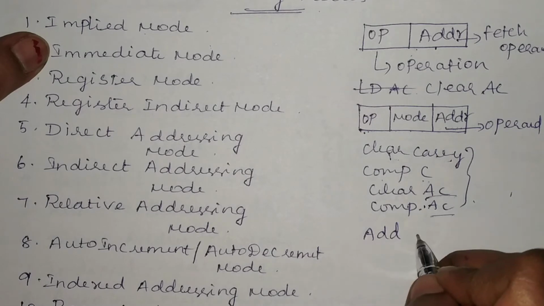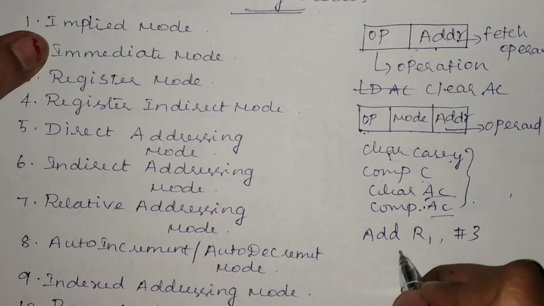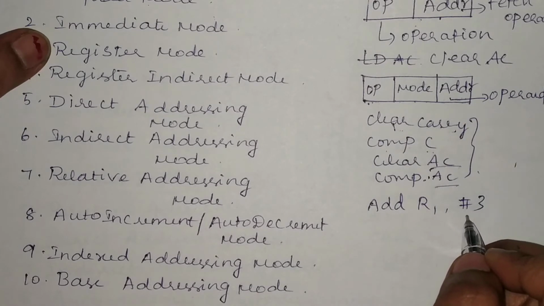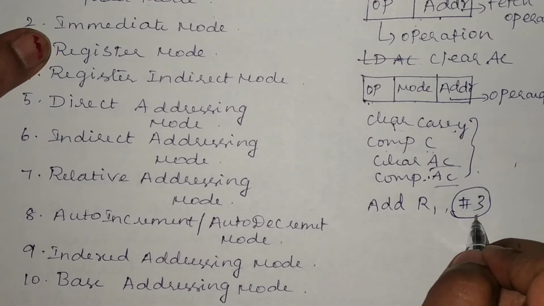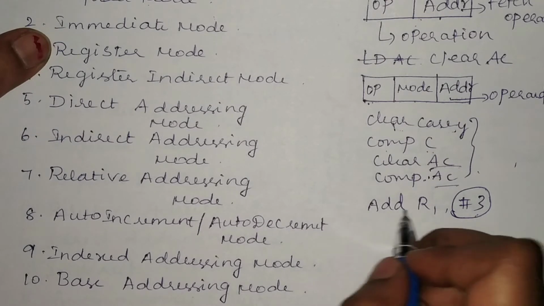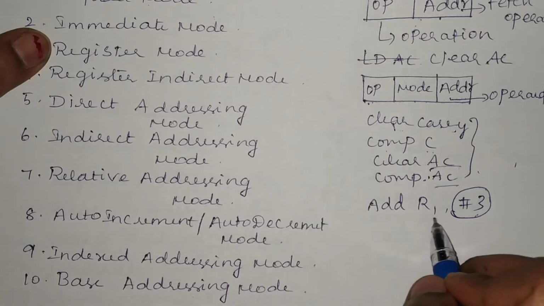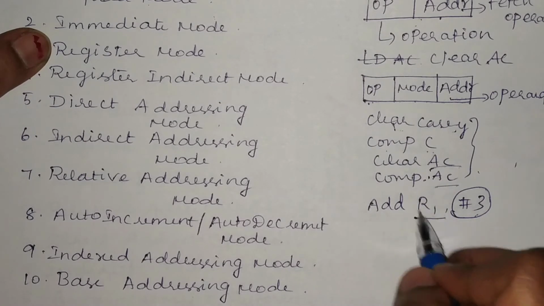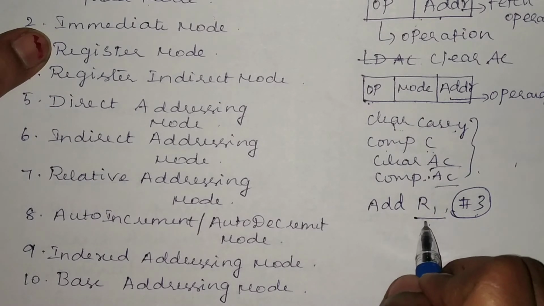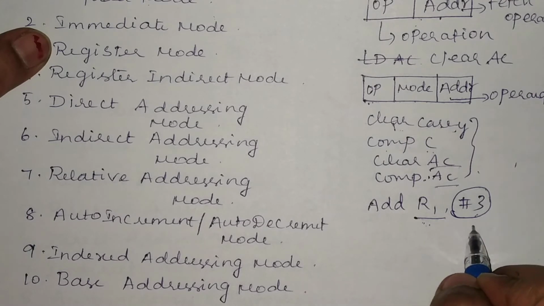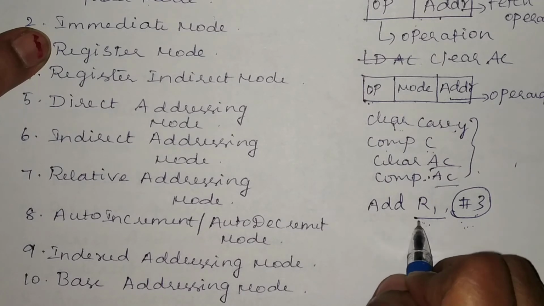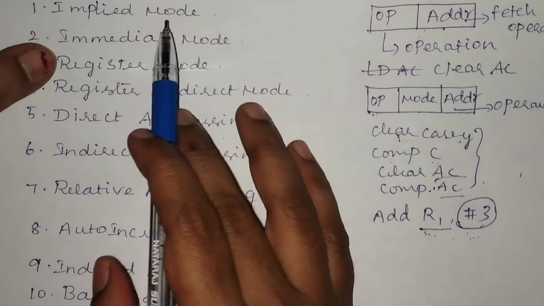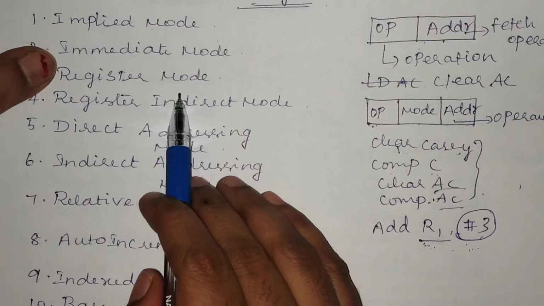For example, if you have an instruction like add R1, 3, here 3 is the operand explicitly mentioned in the instruction itself. This is a kind of immediate mode instruction. It will do the add operation with R1, which is one of the registers. Whatever the content of this register is will be added with this value 3, which is given in hexadecimal format, and the result will be stored in the R1 register. This is how this instruction will be executed, and it acts as an example of immediate mode. Next one is register mode.